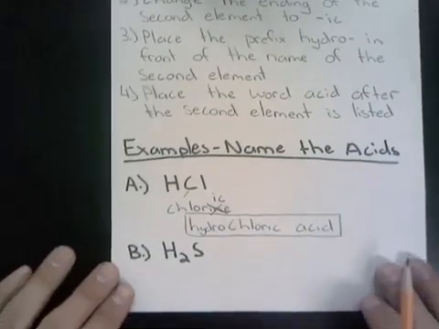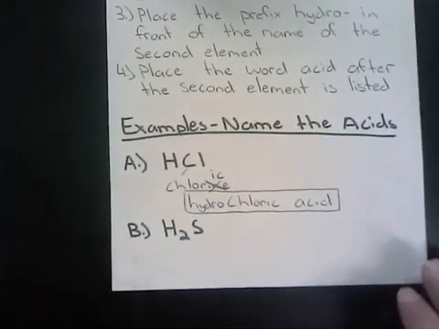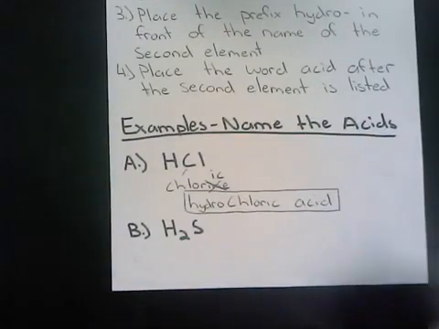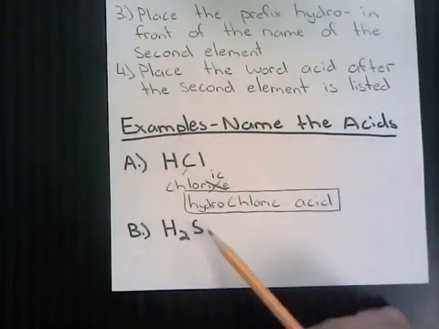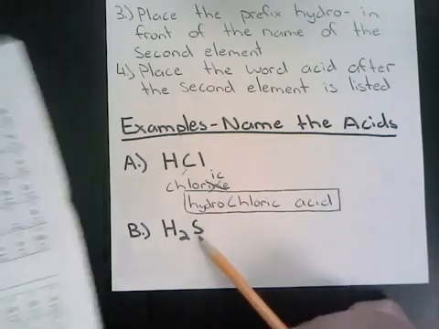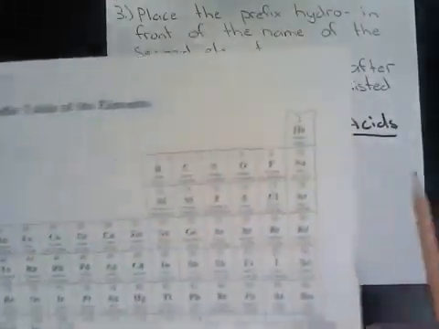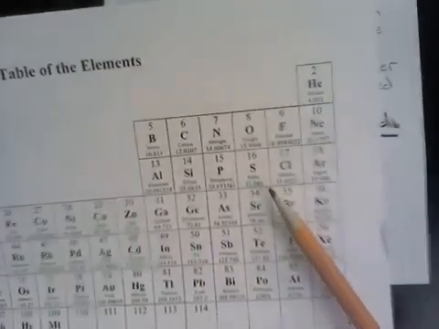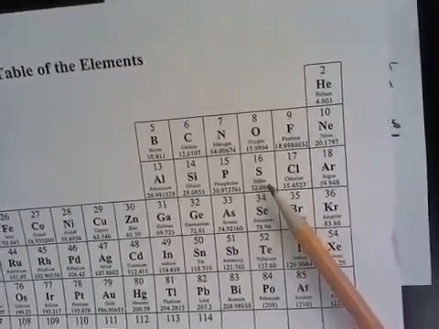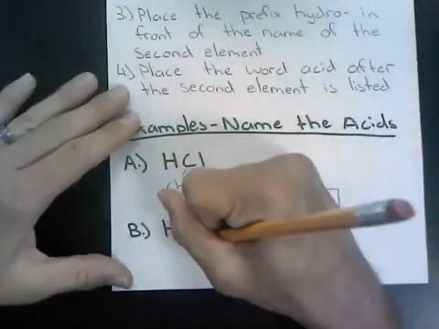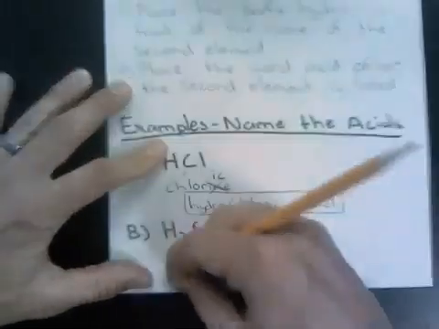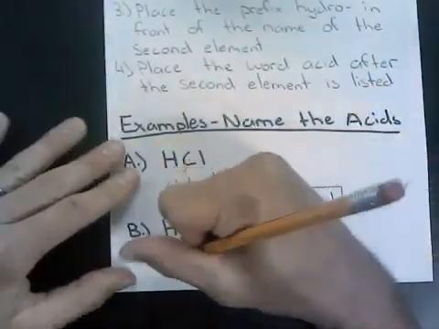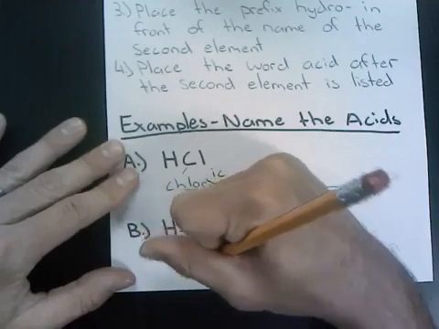Now we can move down to H2S. Again, think to ourselves, how do I know it is an acid? Well, that H is out in front. Going through the naming protocol, we always start with the second element listed, which is an S. And again, I like to look at the name of the whole element. That name is sulfur. So we write down our sulfur.